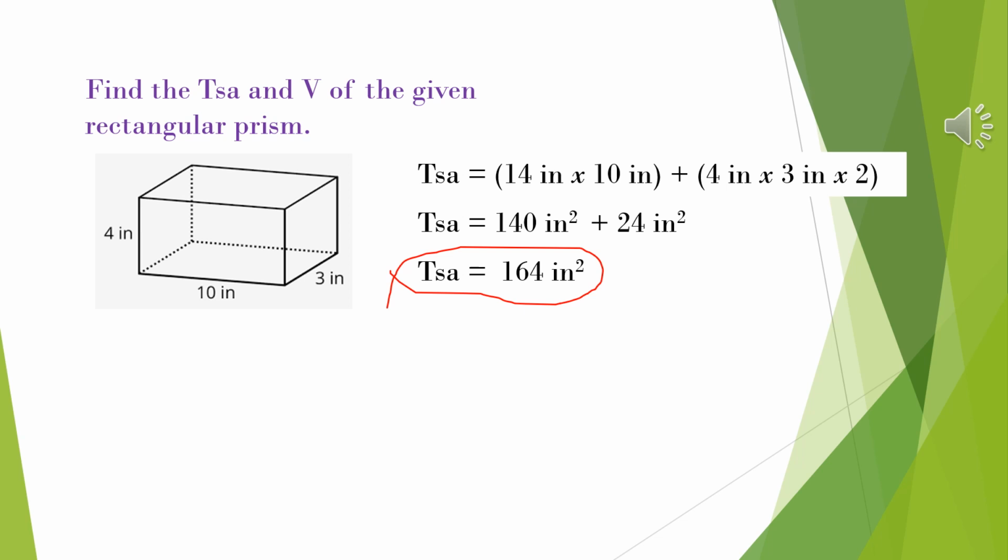Next, the volume. How to find the volume? Here I use the length times width times height. 4 inches times 3 inches times 10. Okay. Multiply all these things. Our answer must be 120 cubic inches. Did you get it right? Okay, very good.